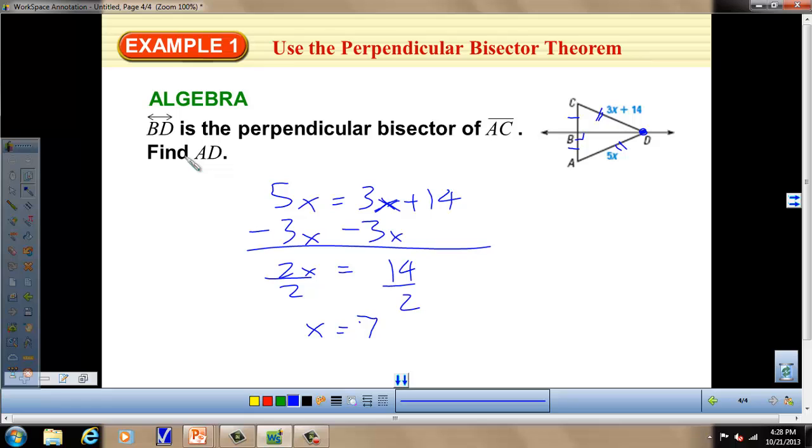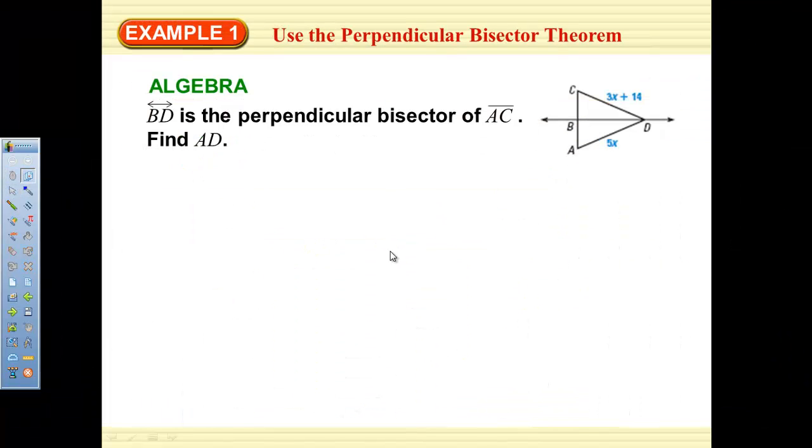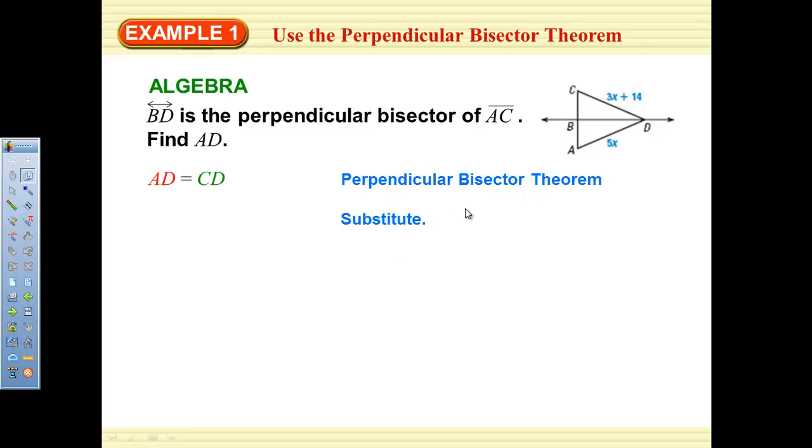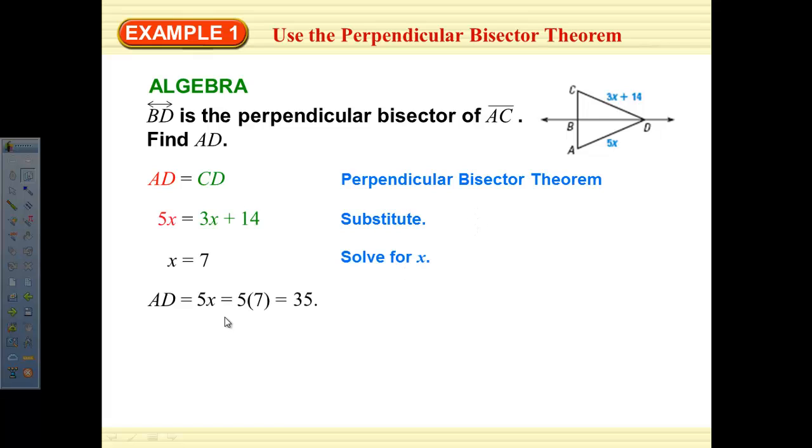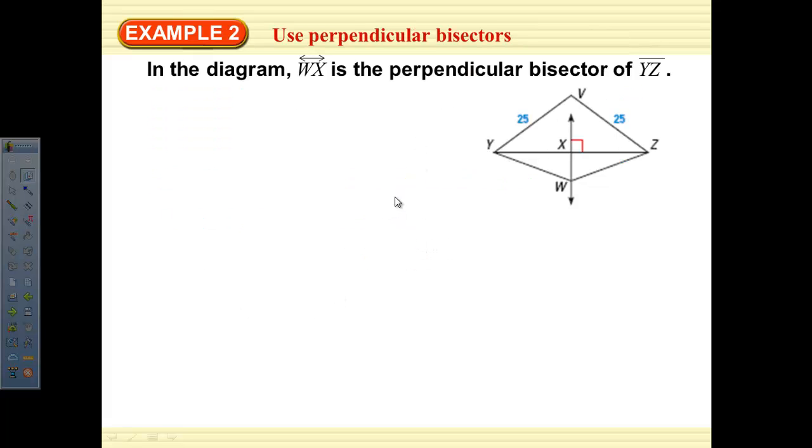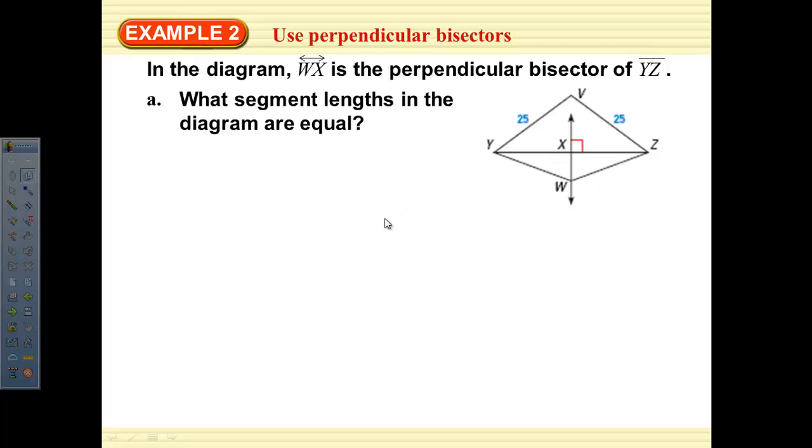We want to find out what AD is. So AD, according to the picture, is equal to 5x. So in this case, it's 5 times 7, or 35. So again, we know AD and CD are equal because of the perpendicular bisector theorem. We plug in our values, we solve for x, and then we plug it in and we get AD is equal to 35.